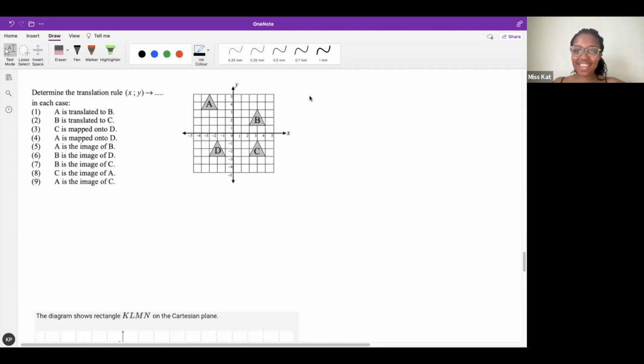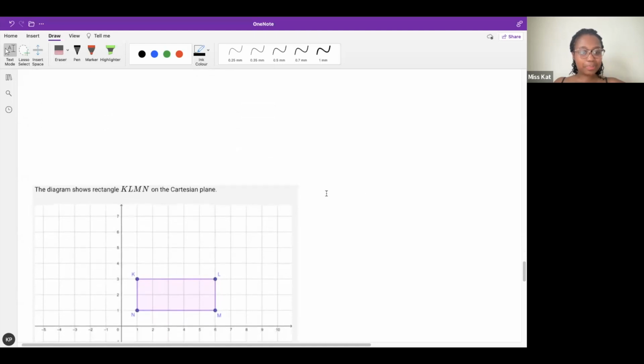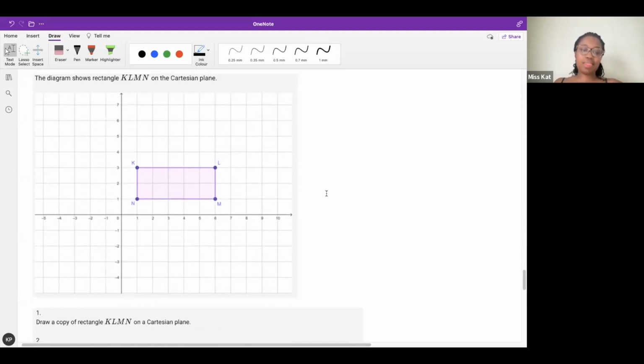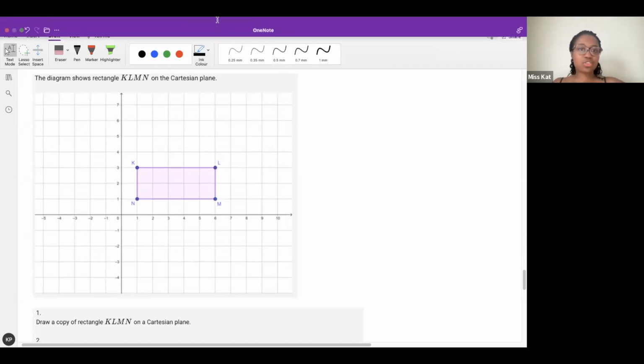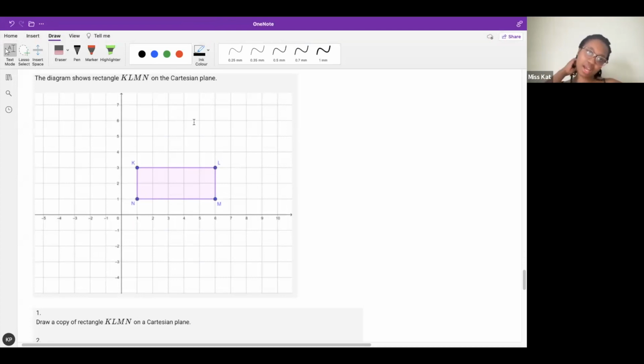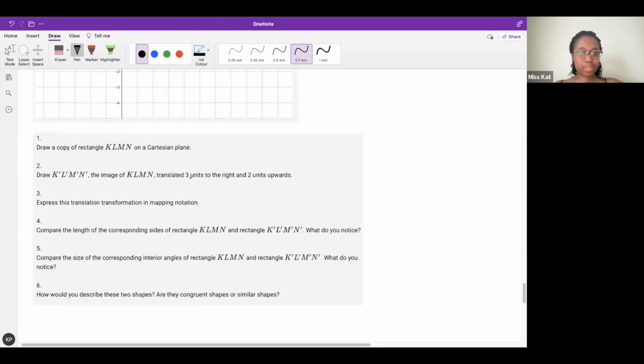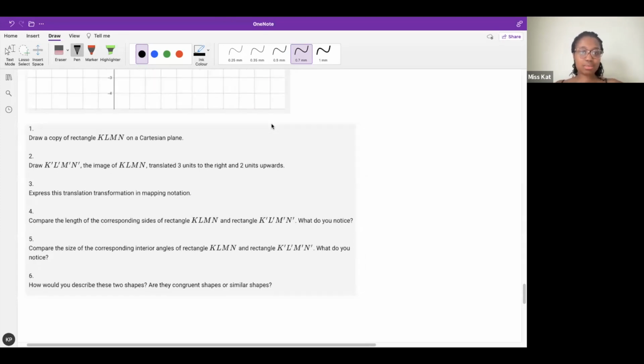I can't believe this. Okay, so I want us to translate this shape. We have a diagram here, KLMN on a Cartesian plane, and we are going to use 3 units to the right and 2 units upwards. So step 1, I said what?